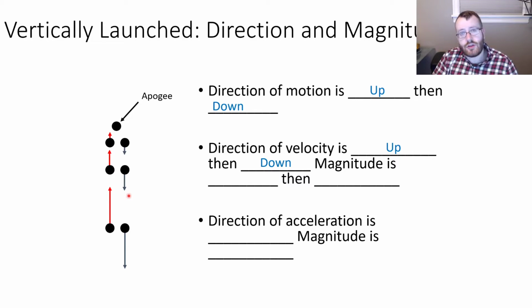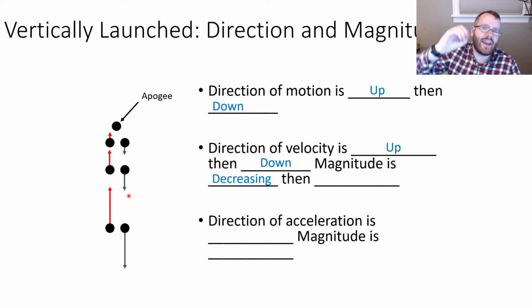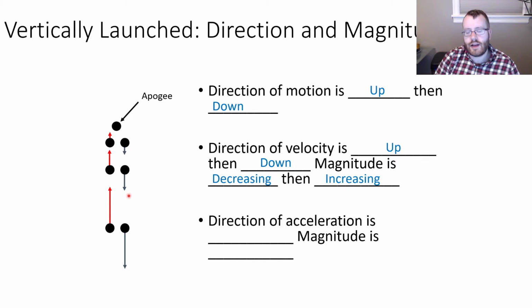Now, the magnitude is referring to how fast it's going, and is it increasing or decreasing. Hopefully, you remember back from our lab where we have a cart going up and back down the ramp, that as it moves up, it is going to be slowing down, and then it will be speeding up as it falls back down. And of course, we've thrown things in our lives, and that should be somewhat familiar.